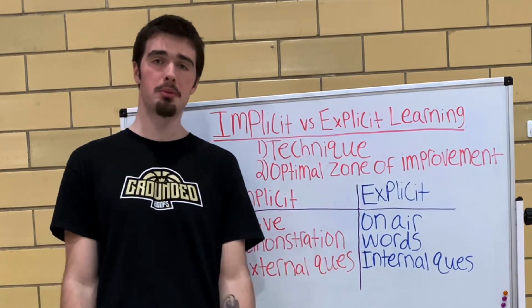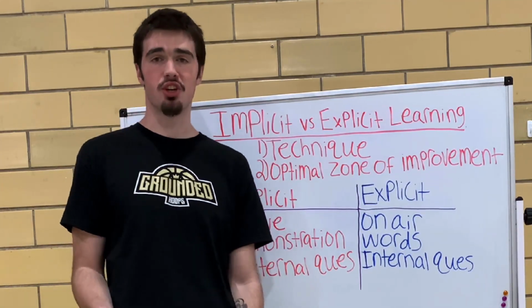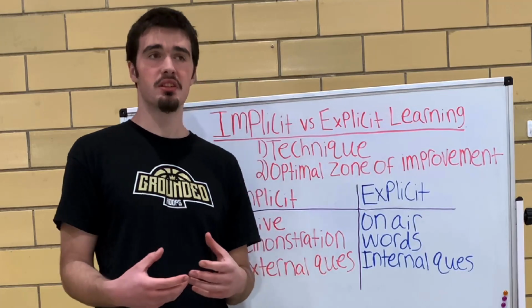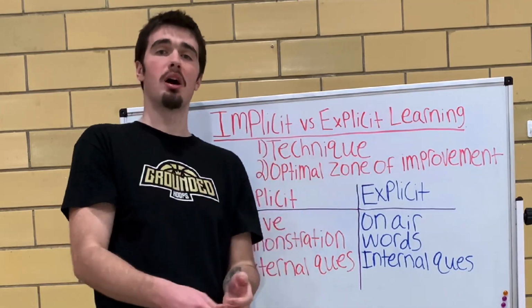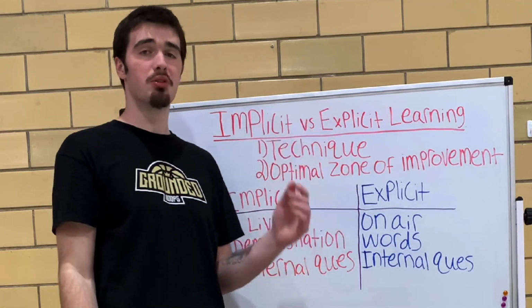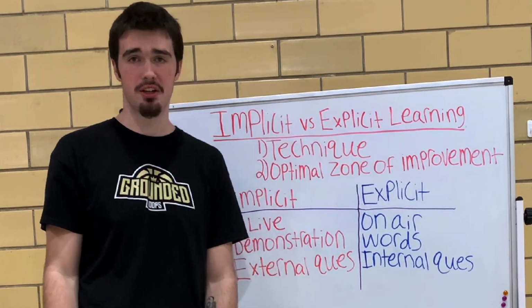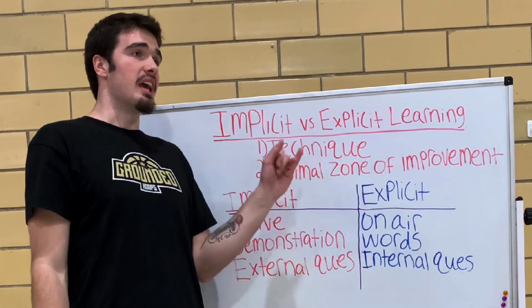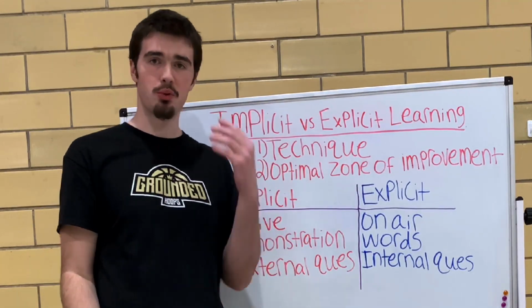Number 2, optimal zone of improvement. If you think about a teacher in class, in school, if they're giving you the answer to the problem, it's not going to stick. That's the main thing: implicit learning sticks and it transfers to the game better. If a teacher is giving you the answer, it becomes too easy, which is the reason why it doesn't stick.